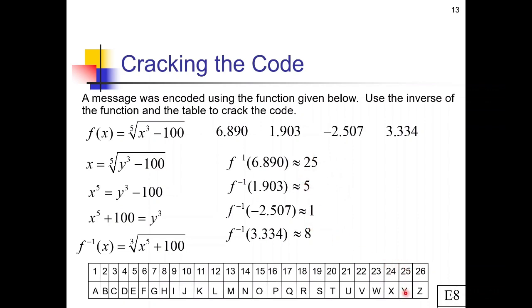25 goes with Y, so that's a good one to start with. And then 5 is E, 1 is A, and then 8 is H. So yeah, hey, we got a date. Awesome. So that's it for this one.